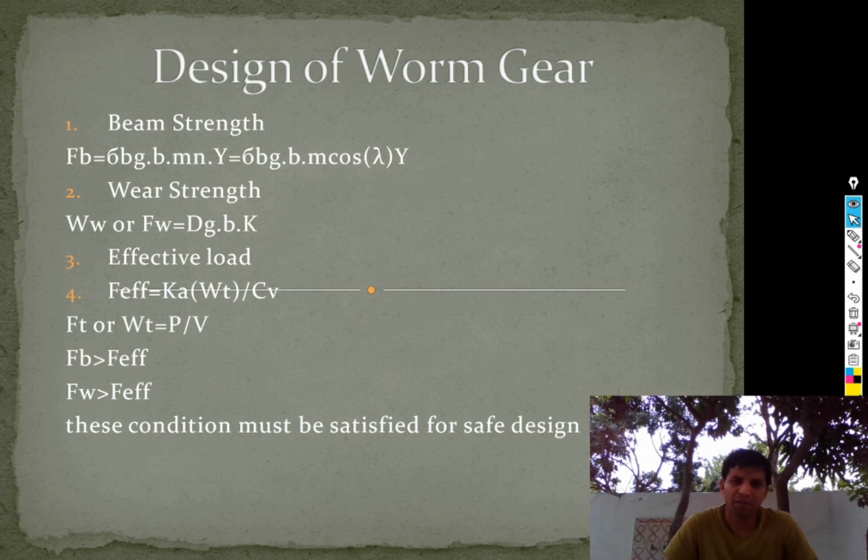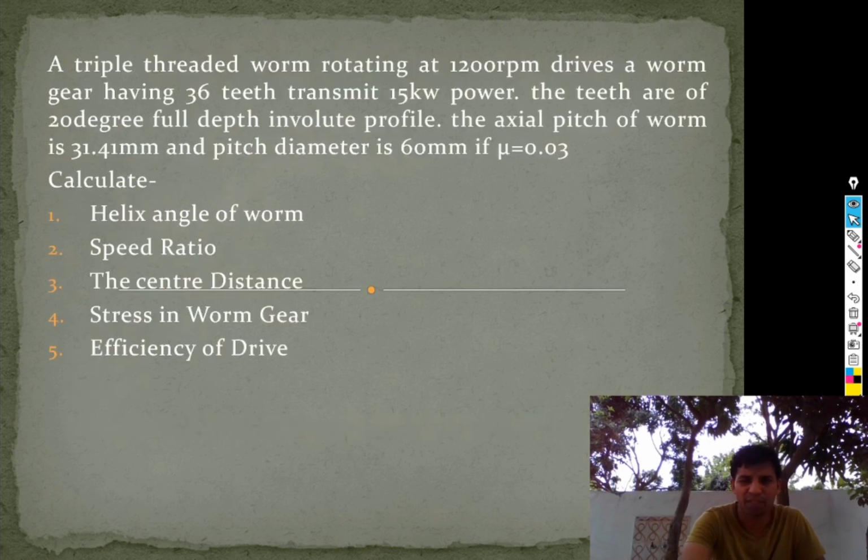And you already know the wear strength formula, dg dot b dot k. In this formula we don't take Q. In the spur gear, helical gear and bevel gear, we take Q as the ratio factor, but in designing of worm gear, we don't take the ratio factor. Other formulations are the same, that is effective load and static load, WT; all the formulations are the same. So now we can go for the first numerical for designing of worm gear.